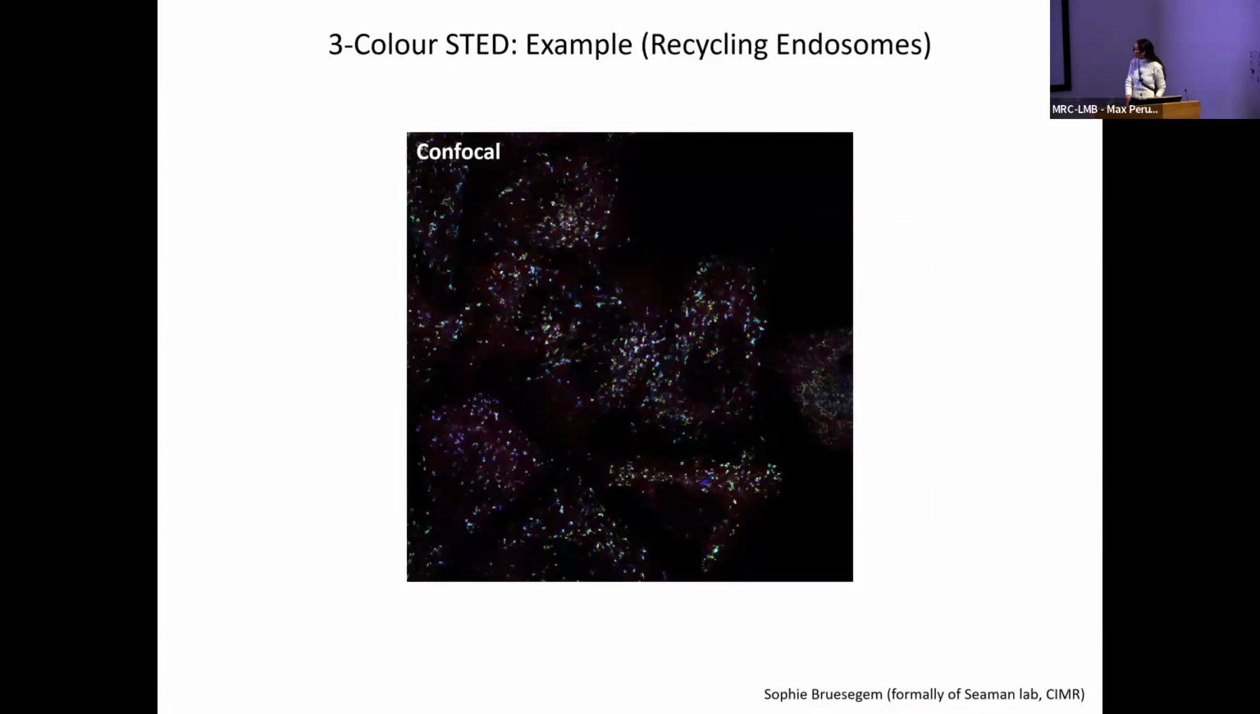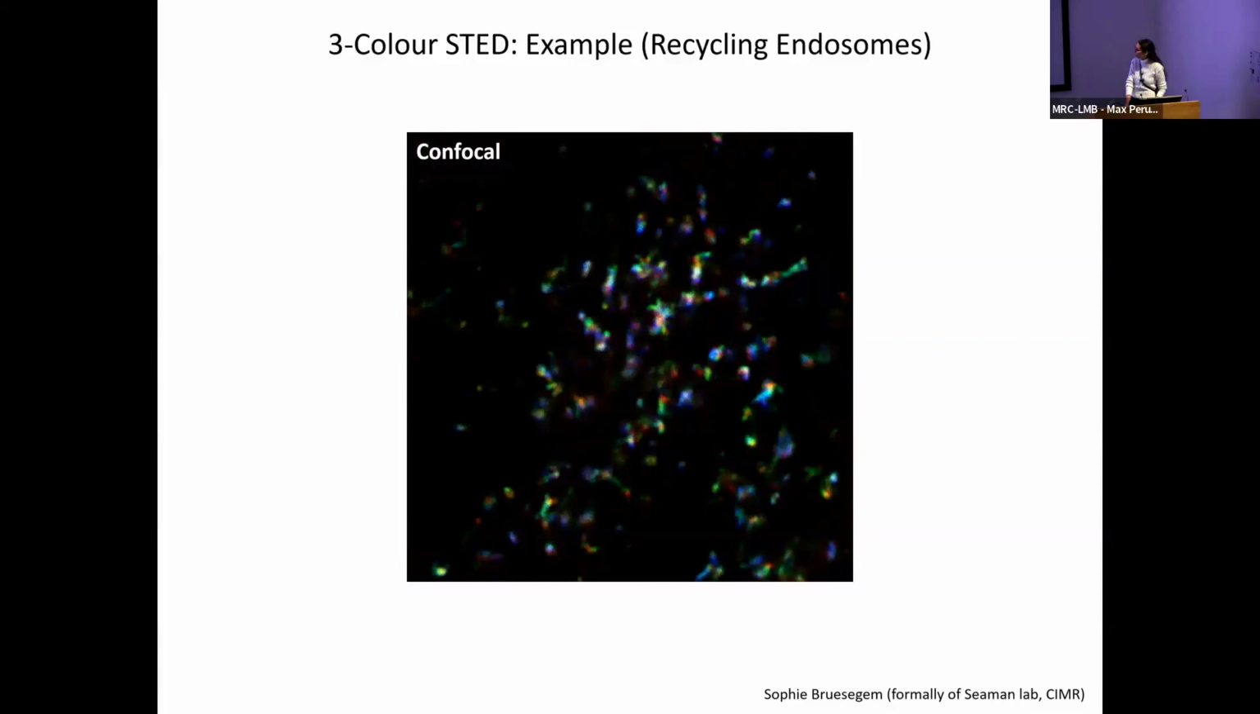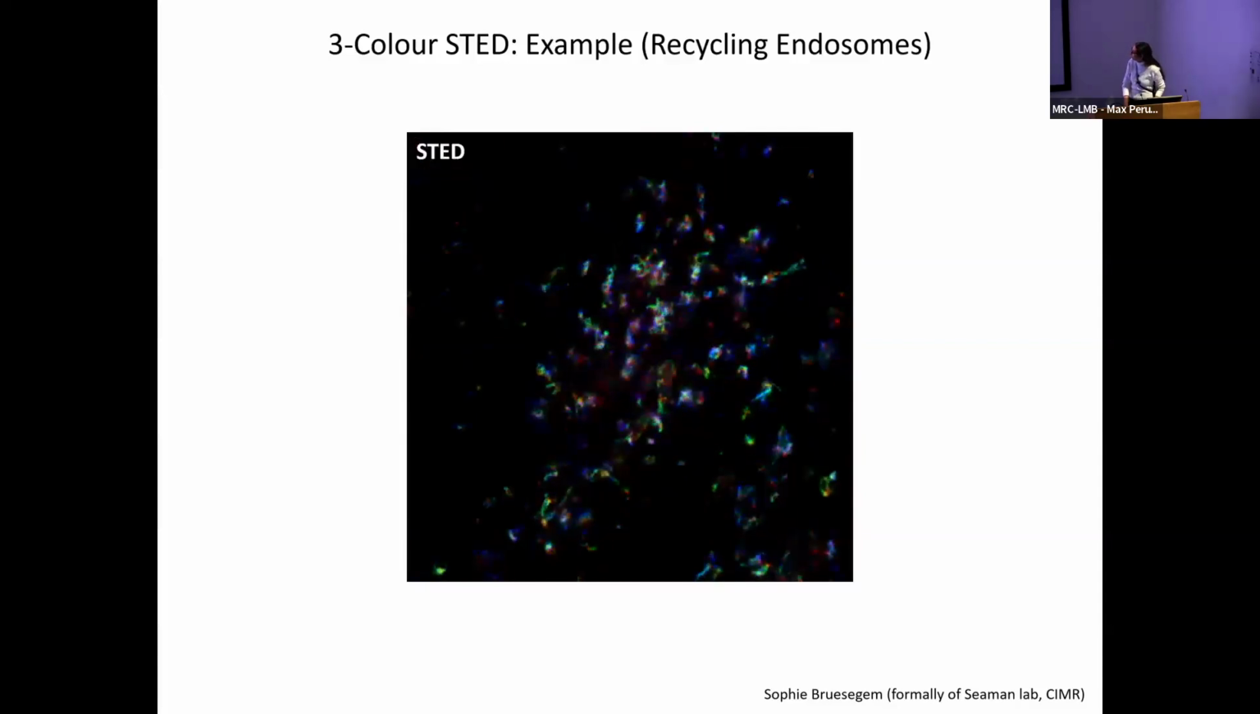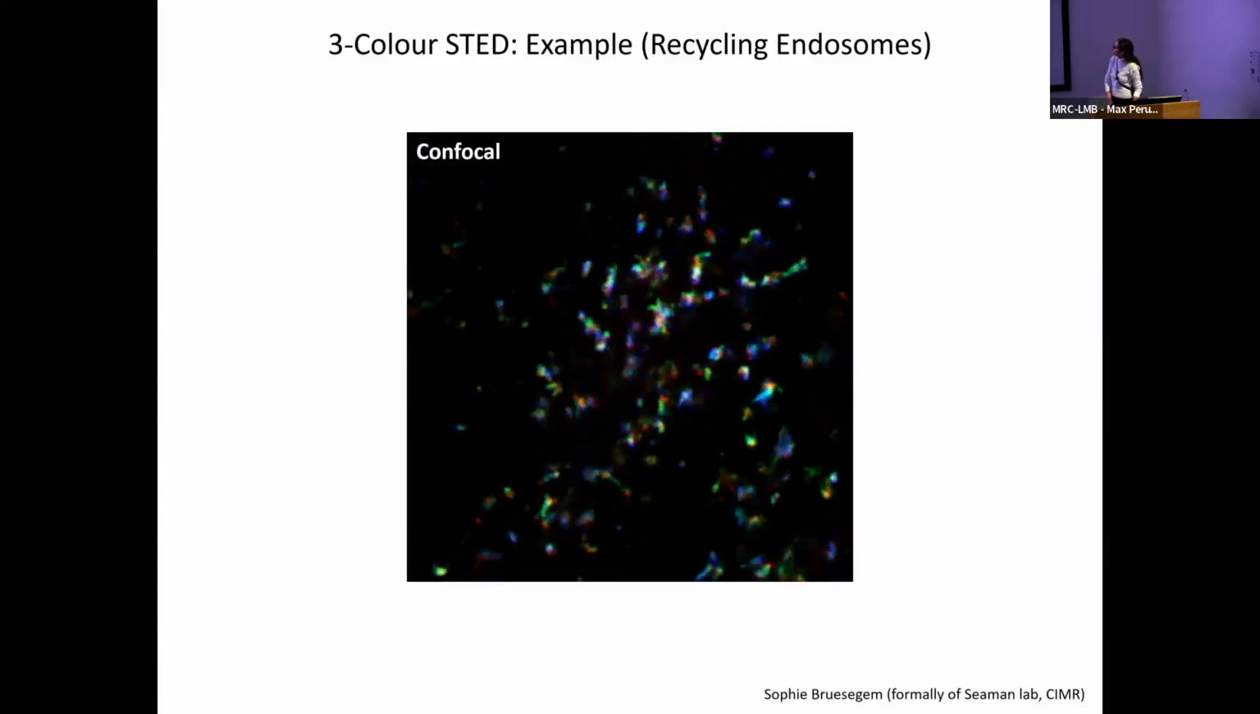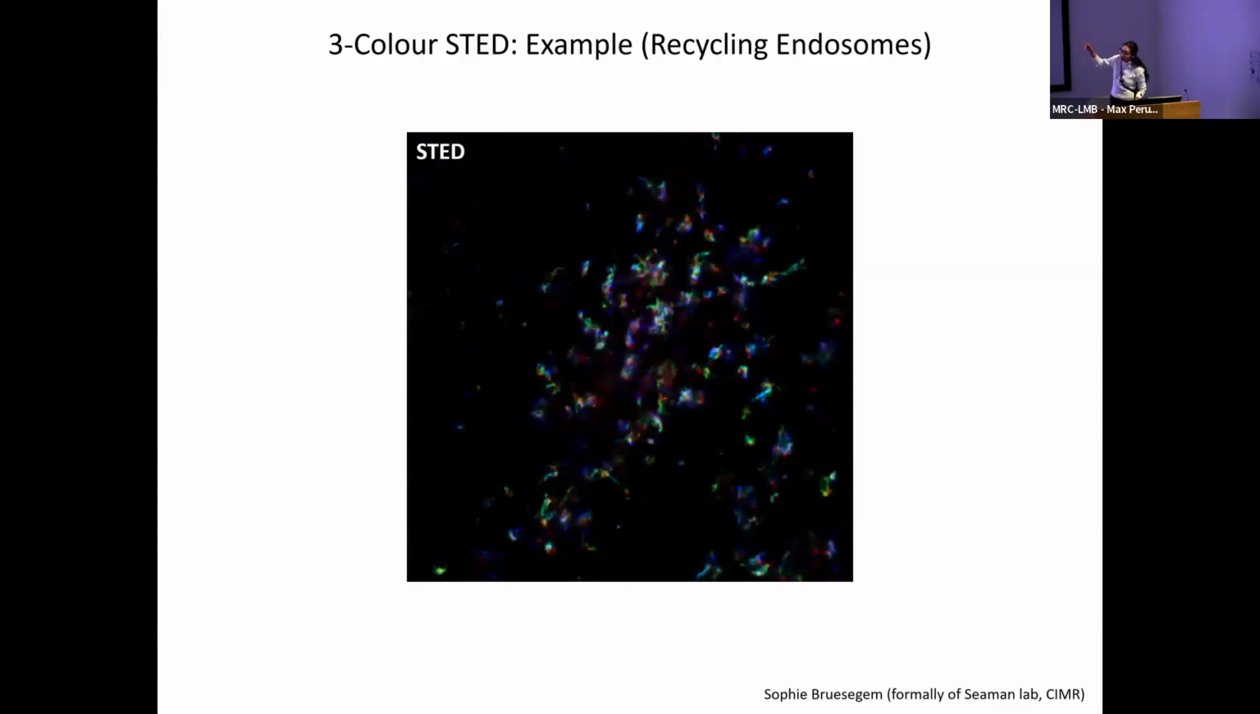And so that one is looking at recycling endosomes. And so you have here a confocal image. So this is 3 colors. Then if I zoom in, this is what you get with a confocal microscope. And when you switch to STED, you start seeing a bit more how the different proteins are localized. Are they co-localized? Are they next to each other? You also start seeing structures that you wouldn't see before. So like on the top left, there are some dots that basically appear. They get a bit more resolved with STED.